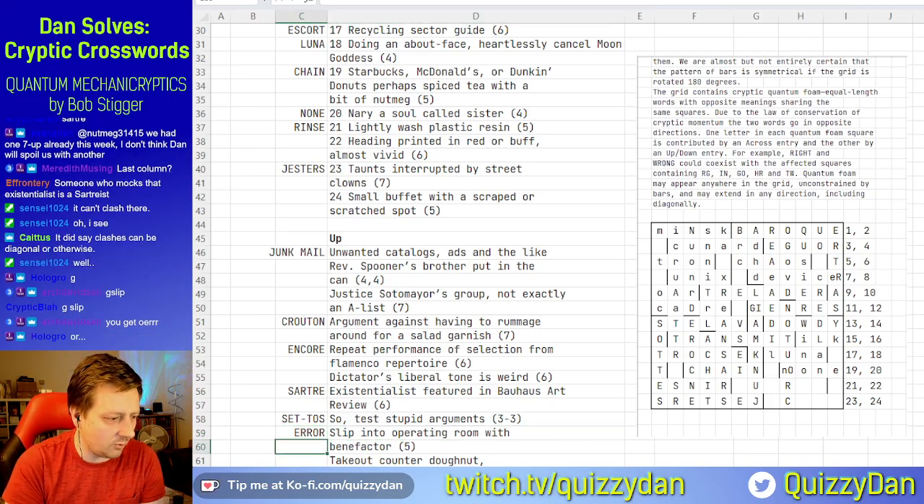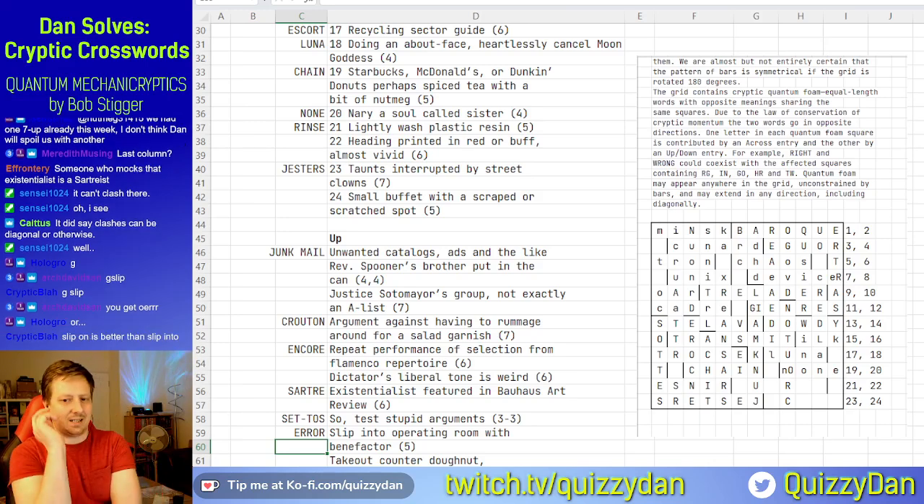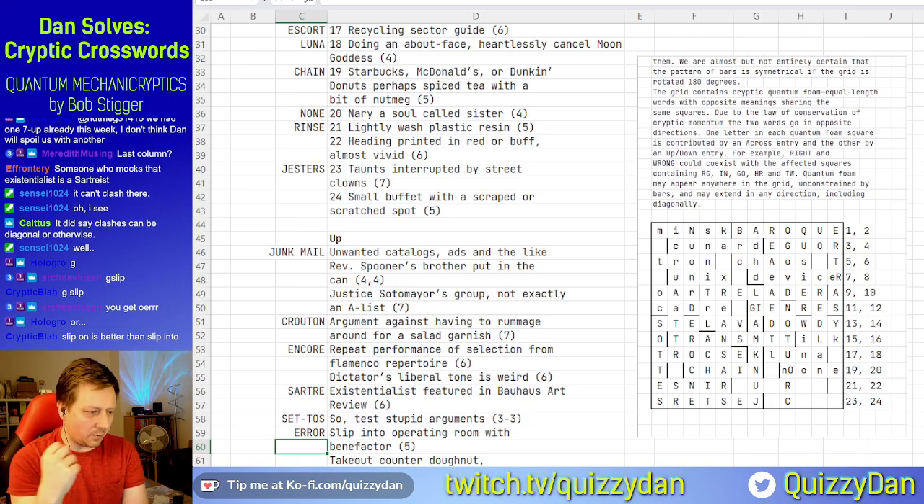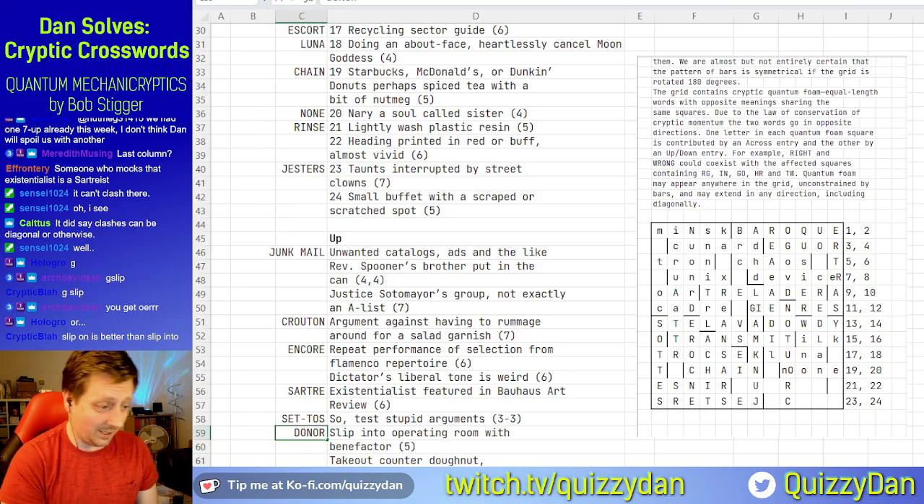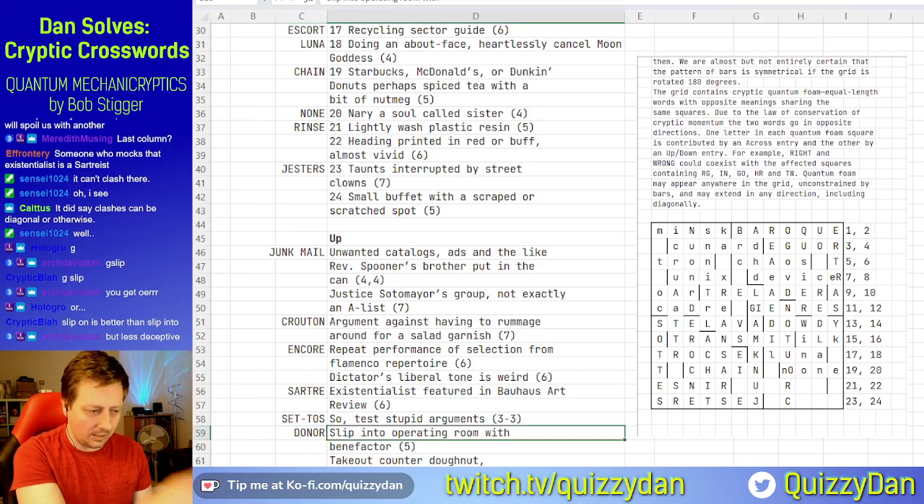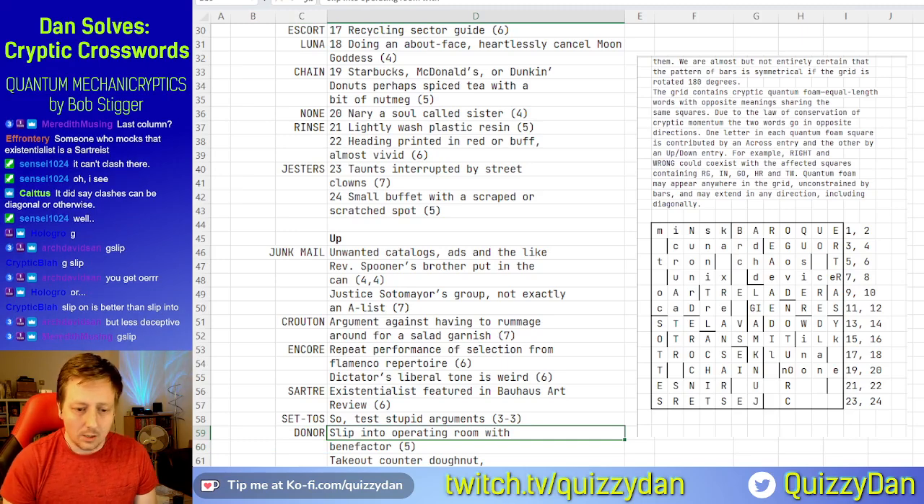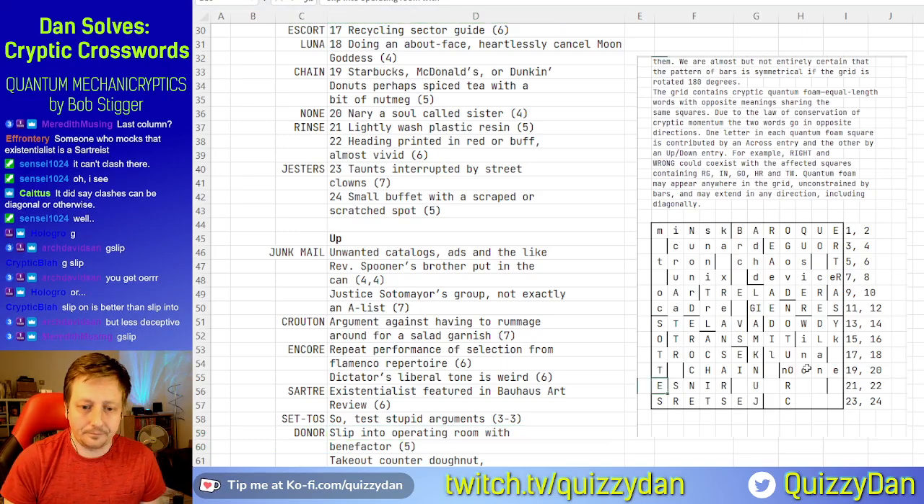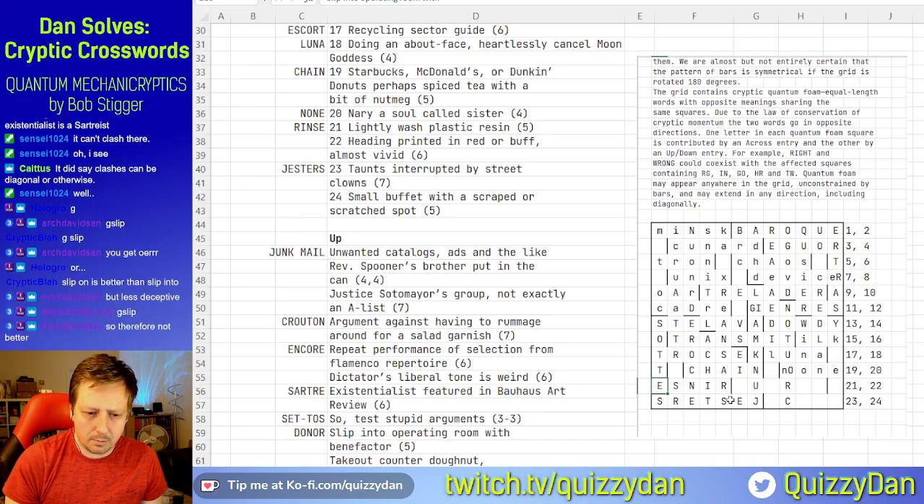So operating room with benefactor. To slip into, to put something on. So don, there we go. Don is to slip into something. Operating room is OR. We get donor. Hunt the donor, hunt the donor. Where's the donor? Remember, it's going up.